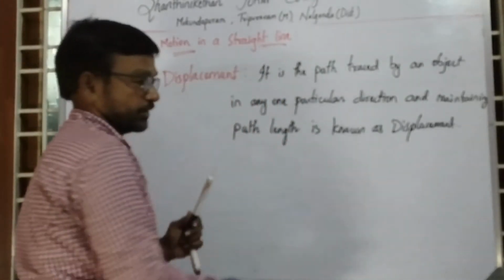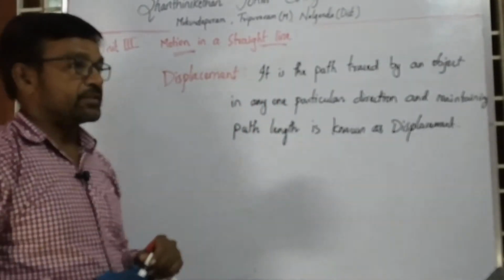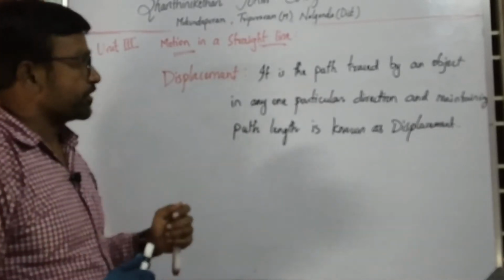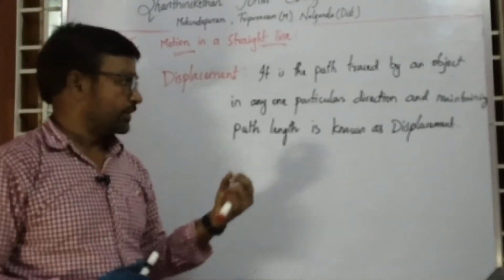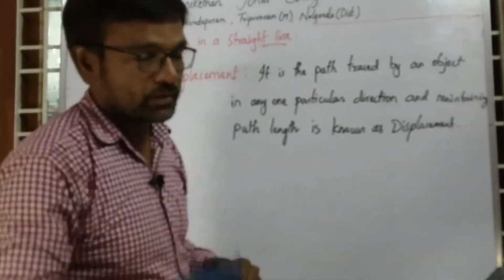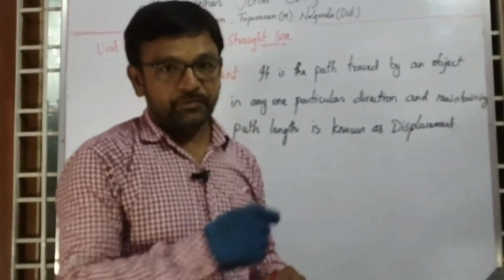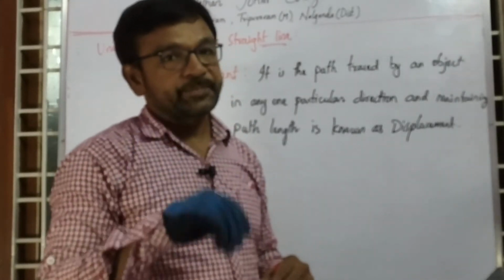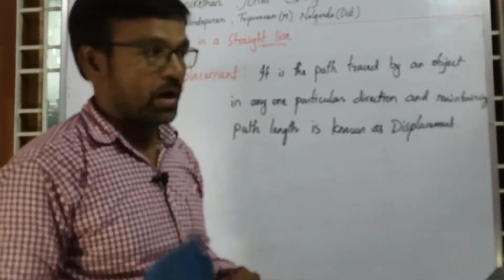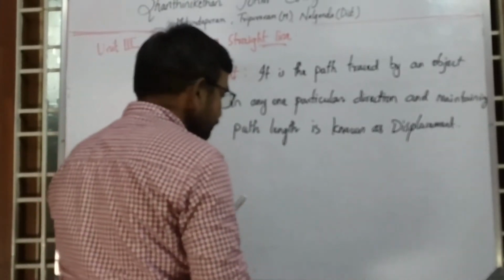Did you understand it clearly? Displacement is nothing but a path traced by an object in any one particular direction and maintaining path length. It is known as displacement. I told another one, something I told before this sentence. What did I tell you? So displacement sometimes is equal to 0. How? Let us see that one.